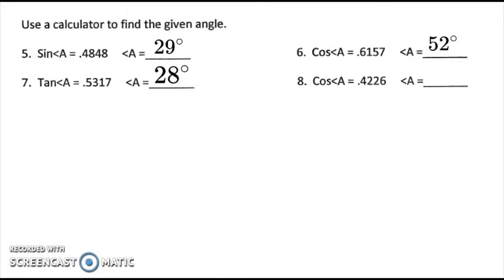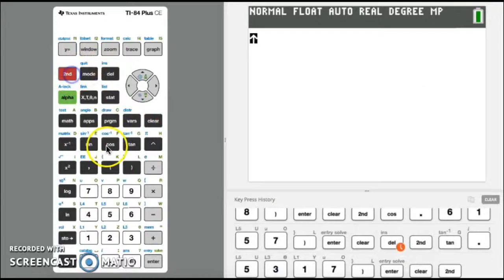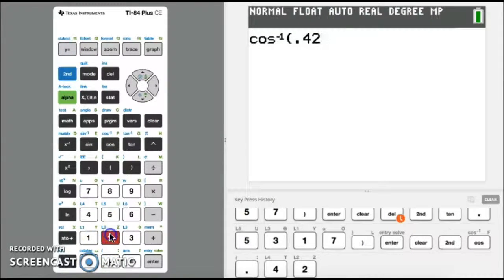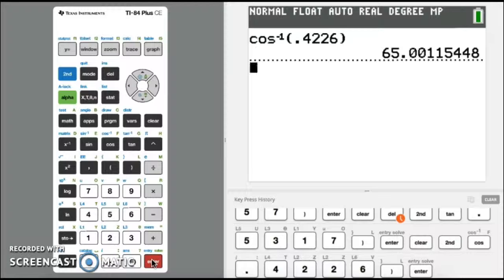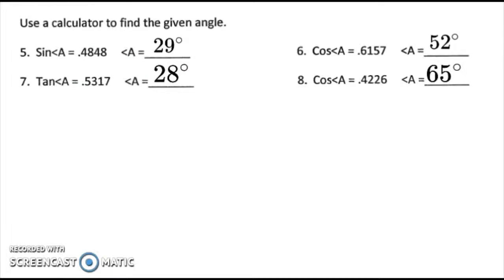Number 8, we have cosine of angle A equals 0.4226. And we're looking for angle A, so we have to put that into the calculator. We have second cosine 0.4226, parenthesis. And so we have 65, so my answer is going to be 65 degrees. 65 degrees is the answer for number 8.